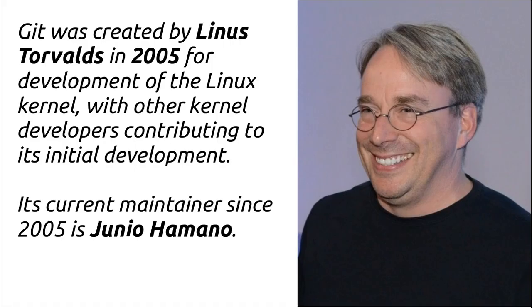So first of all, let's take a look at the brief history of Git. Git is not too old. It was created by Linus Torvalds, yes, the same person who created the Linux kernel, in 2005. The main reason for the creation of Git was the development of the Linux kernel, because there was no good version control system in those days. That's why Linus Torvalds went on making Git, so that multiple people can contribute to the Linux kernel. Its current maintainer since 2005 is Junio Hamano.